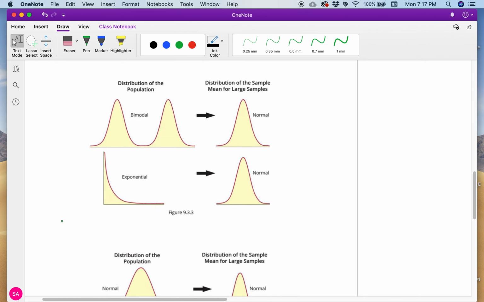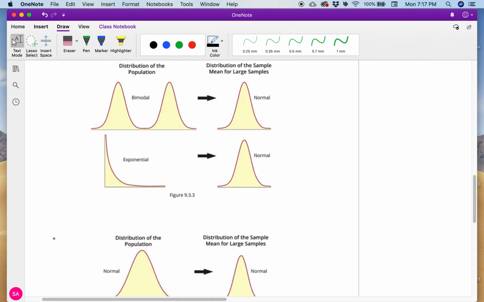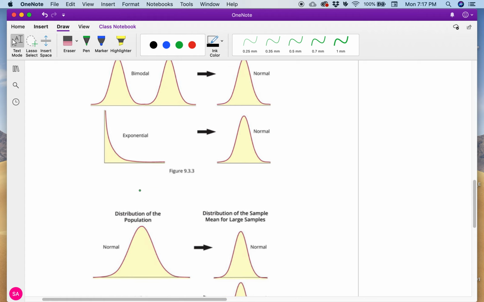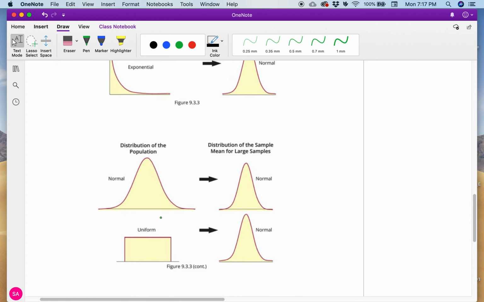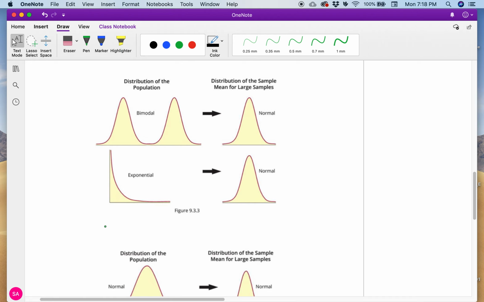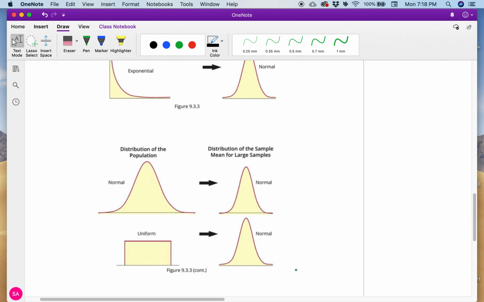So what that means is, no matter what the distribution of the original population looks like. So in these pictures, we have bimodal. That's this first one. We have exponential. We have normal. And we have uniform. These are all different types of distributions. Well, once we find that distribution of the sample mean for large samples, bigger than 30, look what happens. They all turn out normal.